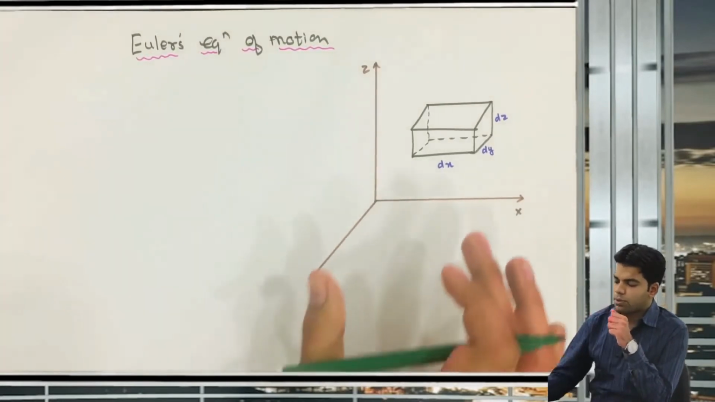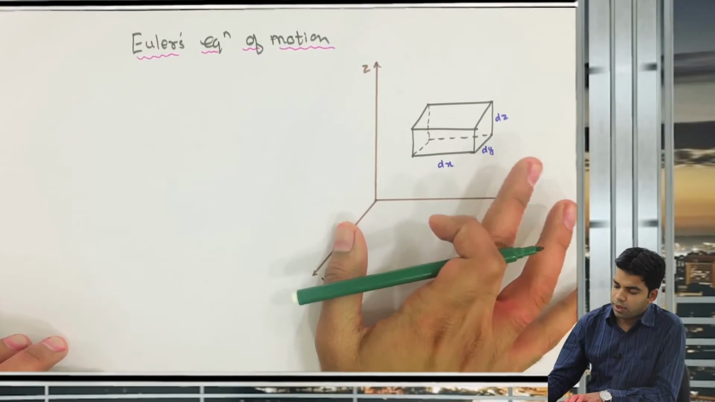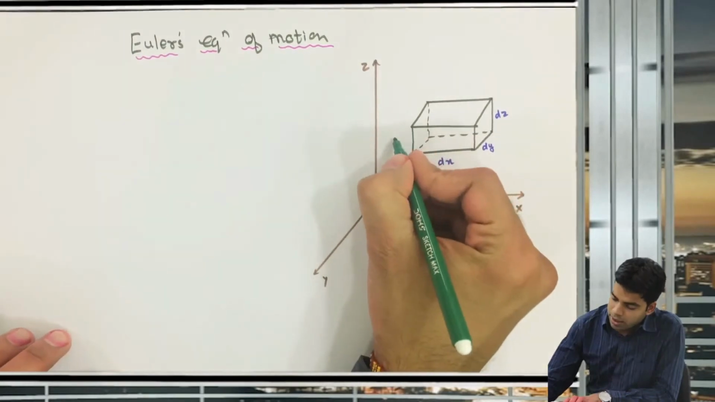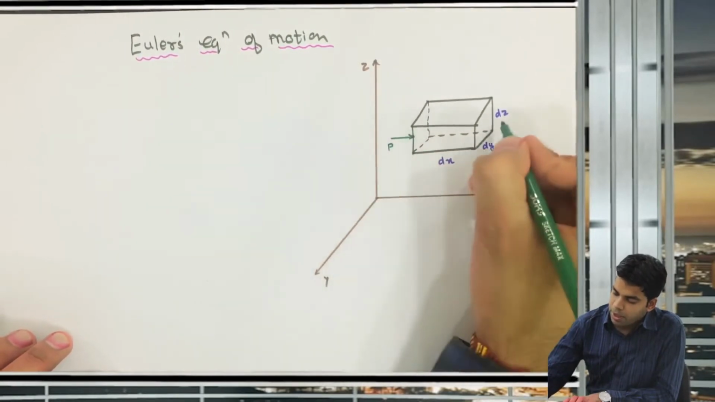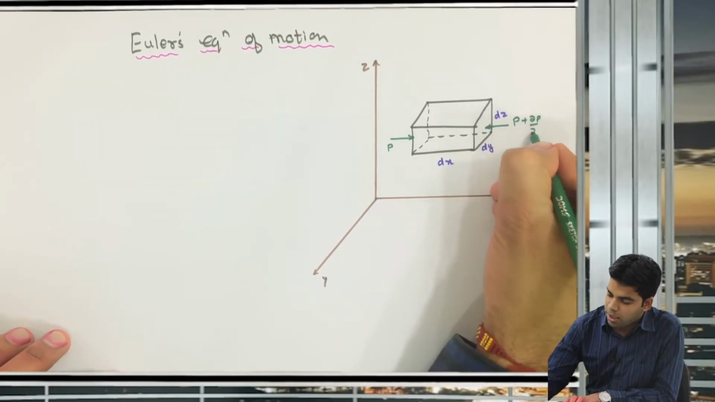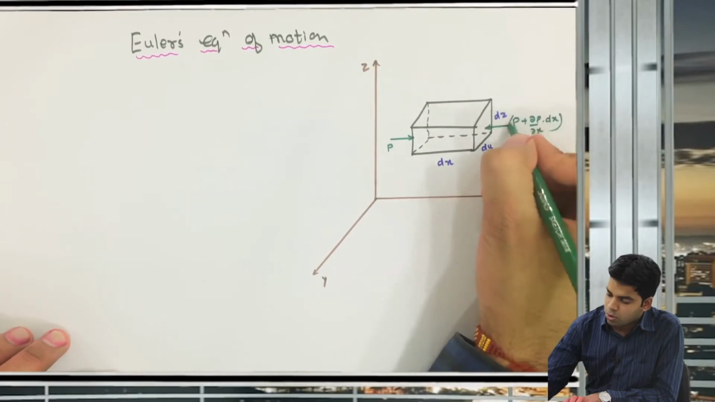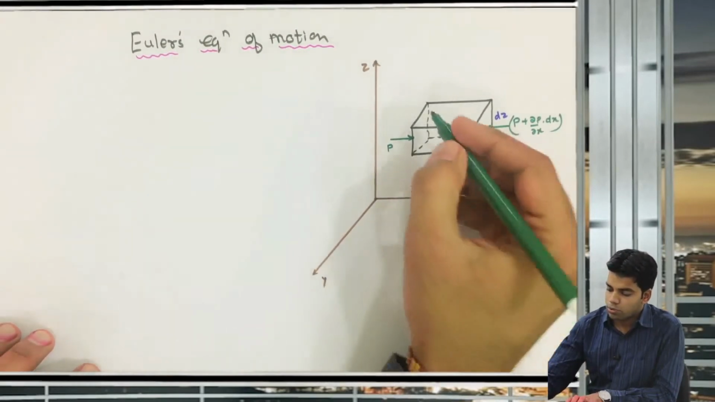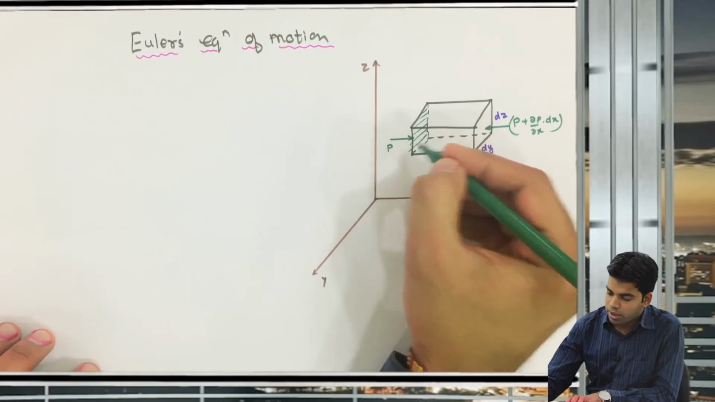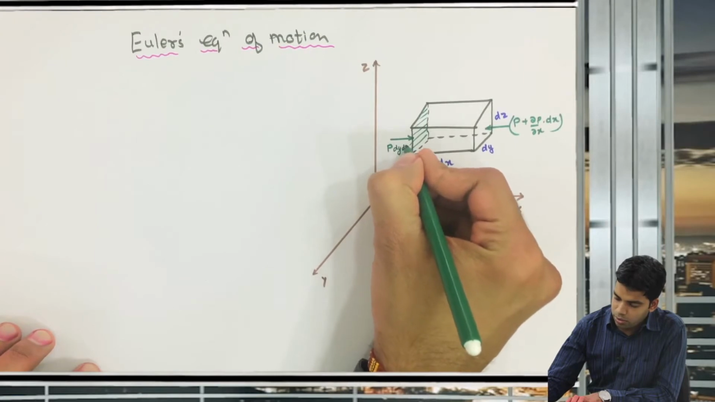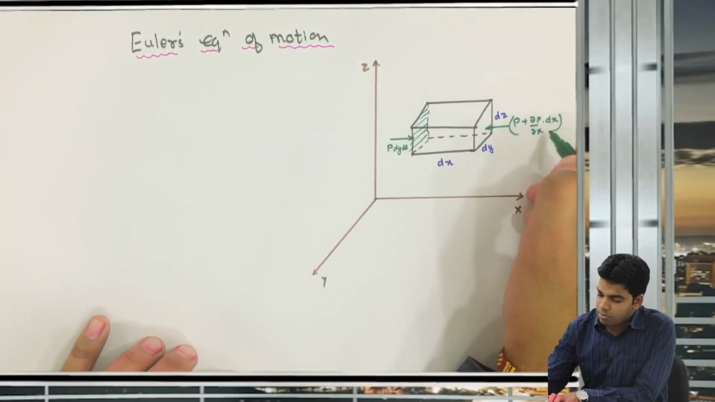Let's suppose we have a small element of dimensions dx, dy and dz in the x, y, z directions respectively. The pressure acting at this end is P, and here the pressure is changing to P plus del P by del x into dx. What will be the force acting? Pressure into area. This area is dy into dz, so the force will be P dy dz. Similarly here it is P plus del P by del x into dx, into dy dz.